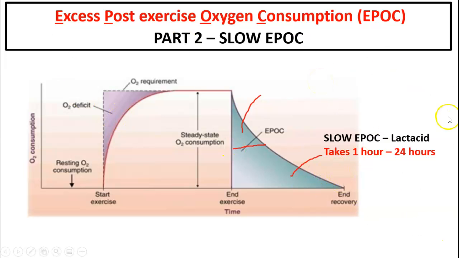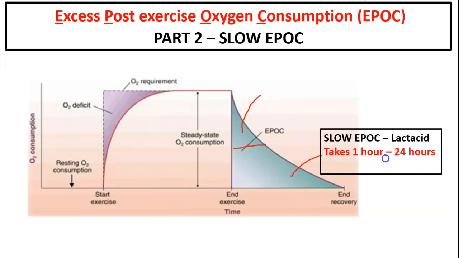When we look at slow EPOC, there are key things for us to remember. It starts working straight away, but it usually takes from about an hour up to 24 hours to allow a recovery process. There is something really important we have to start with: it takes longer, and because it takes longer, it requires more oxygen. So we need more excess post-exercise oxygen than we do for fast EPOC. In order for us to understand how we get that oxygen, it's important we go to the next slide and have a look at how this works together.